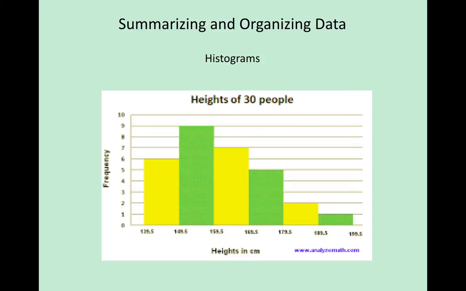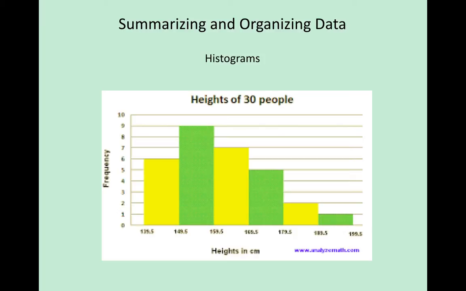So for instance, this chart represents the heights of people in a sample. We can see that in the first bar, there are 6 people that are between, it looks like, 139.5 and 149.5 centimeters in height. And the second bar contains 9 people between 149.5 and 159.5 centimeters in height. And notice what's happening here. Each person that's within that range is represented by the height of that bar.